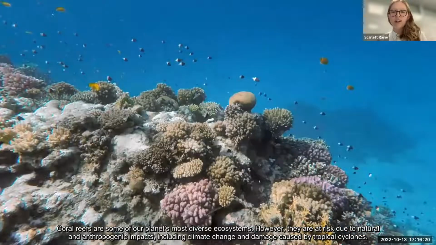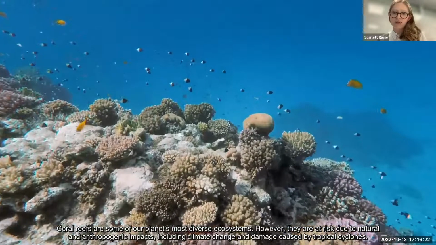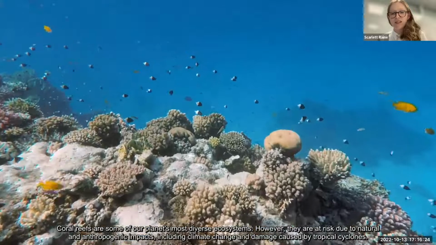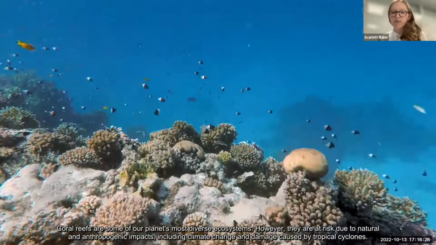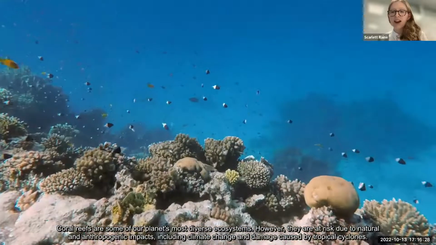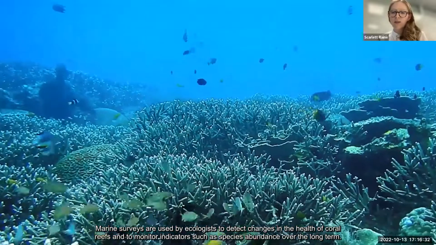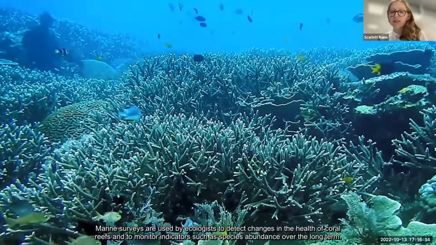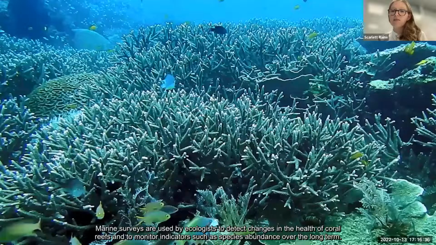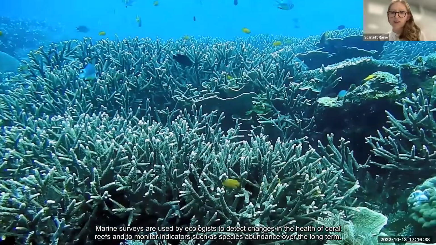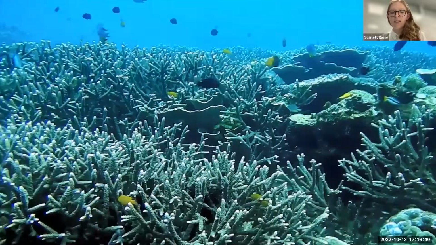Coral reefs are some of our planet's most diverse ecosystems. However, they are at risk due to natural and anthropogenic impacts, including climate change and damage caused by tropical cyclones. Marine surveys are used by ecologists to detect changes in the health of coral reefs and to monitor indicators such as species abundance over the long term.